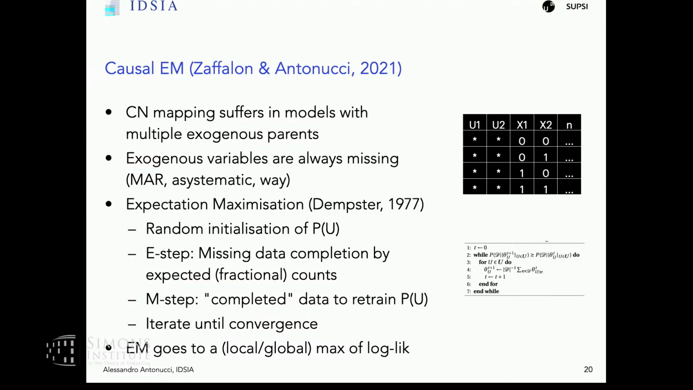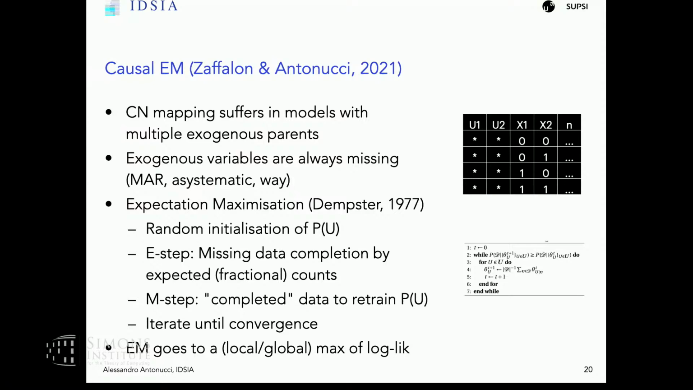Let me go faster. Basically, after this credal network approach, which is still important to understand the shape of the problem, we have the problem of practically computing these credal sets, these sets of distributions, and then the bounds of the query. And so we consider an EM approach. Why do we consider an EM approach?